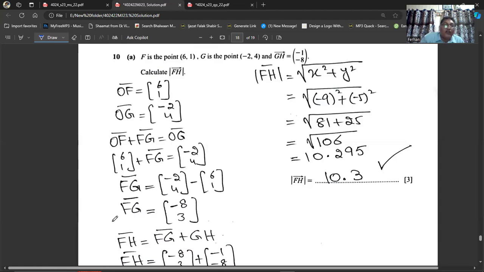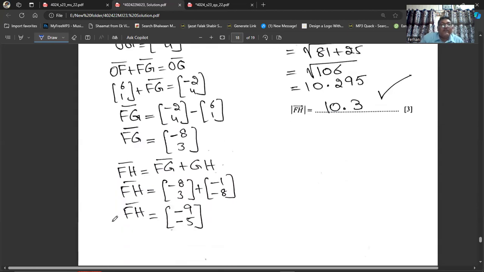So if you want to find out FH, FH will be equal to FG plus GH. FH will be equal to (-8, 3) plus GH, which is already given there, (-1, -8). So X and X will be added, Y and Y will be added, so you will have (-9, -5).